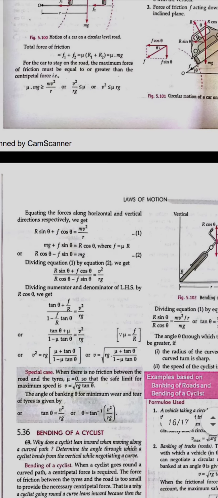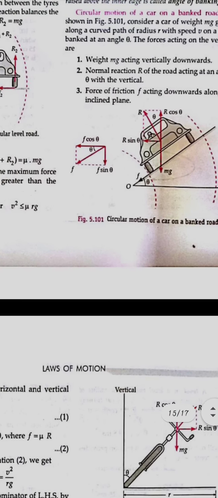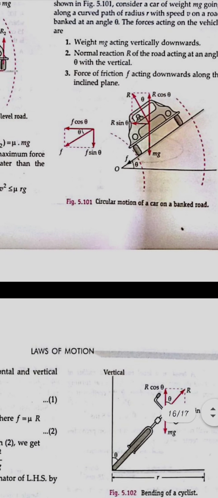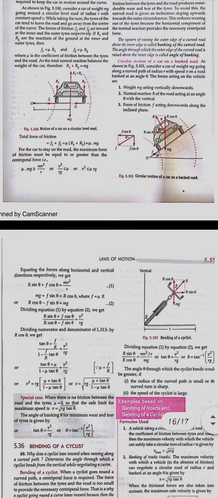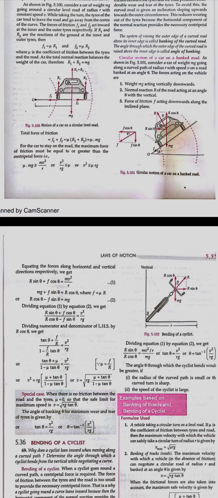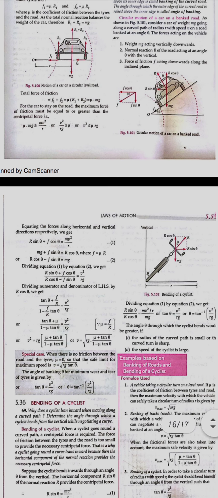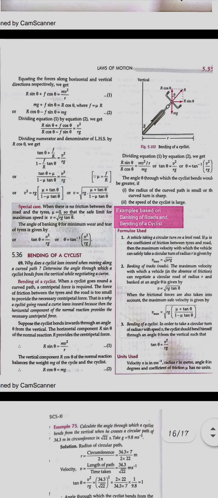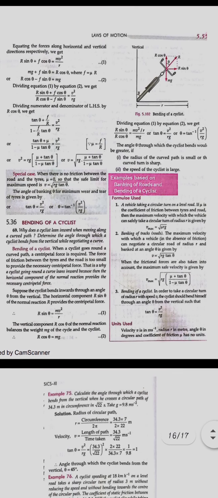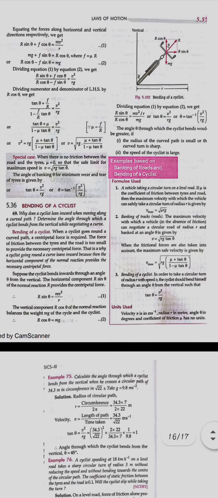As we have seen here, we take the resolution of the resultant R, that is R cos theta and R sin theta, and in the downward direction the weight is coming, that is mg. So R cos theta will balance mg. So R cos theta is equal to mg, and the friction force components are f sin theta and f cos theta. So mg plus f sin theta will be equal to R cos theta, and R sin theta plus f cos theta will be equal to the centripetal force, that is mv square by r. On dividing both equations, we get v square by rg, that is the speed required for a body to move in the circular path. So from here we can write that v square by rg will be equal to tan theta.